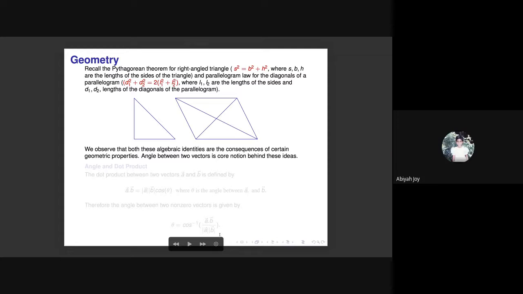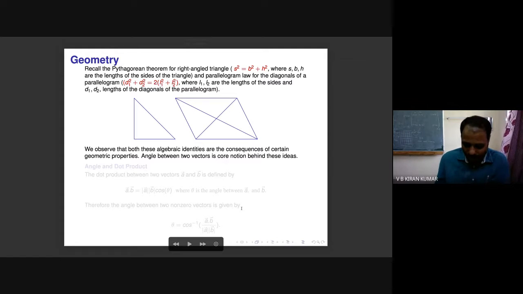Yes, sir. Okay, so let me begin with a very simple geometric object, something which all of you know, the Pythagoras theorem. What is the Pythagoras theorem? You have s square equal to b square plus h square, where b is this side and h is the height of a right angle triangle. And this is the parallelogram law: the sum of the squares of the diagonals is equal to 2 times the sum of the squares of the sides. These are some geometric observations, right?